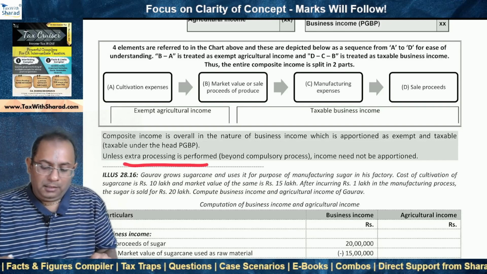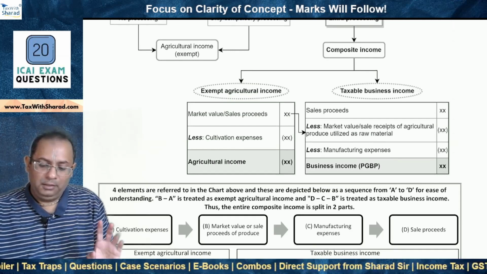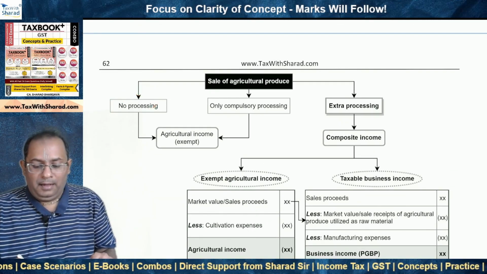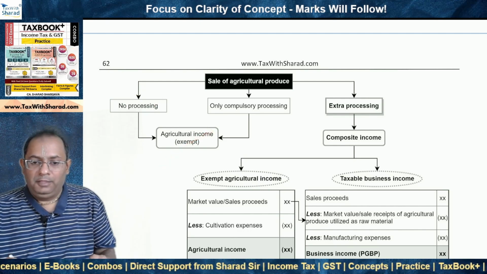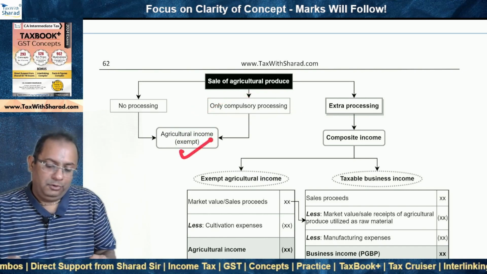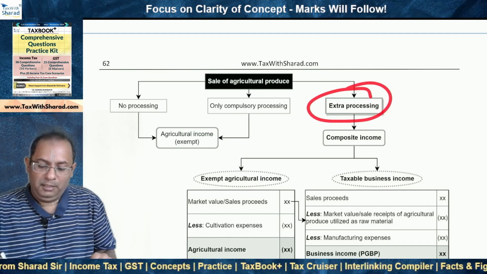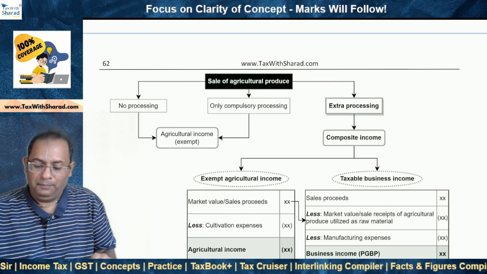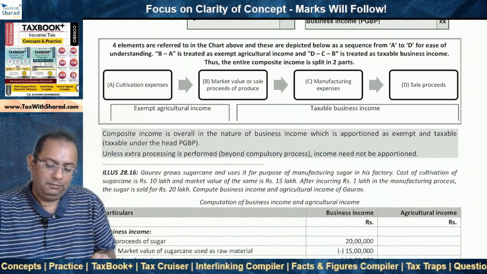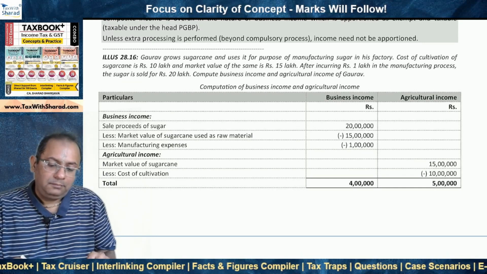Unless extra processing is performed beyond compulsory process, income need not be apportioned. Okay, this should be very clear. If in the question it is given that there was no processing and income is generated, you should exempt it fully. If in the question you find that only compulsory processing has been done, then also you should exempt it fully. But if in the question you find that extra processing has been done beyond compulsory processing, then composite income will arise, and then you need to apply the apportionment rule. Okay. Now this will become more clear as we deal with this example.